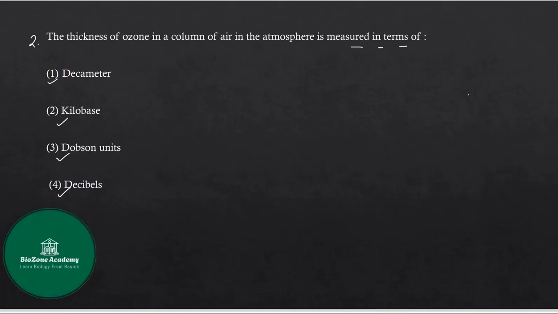First question: unequivocal proof that DNA is the genetic material was first proposed by Avery, MacLeod and McCarty, Wilkins and Franklin, Frederick Griffith, or Alfred Hershey and Martha Chase. The correct option is Alfred Hershey and Martha Chase. Next, the thickness of ozone in a column of air in the atmosphere is measured in terms of decimeter, kilobase, Dobson unit or decibels. The correct answer is Dobson unit.